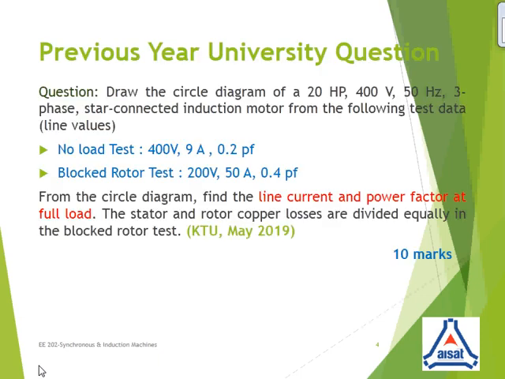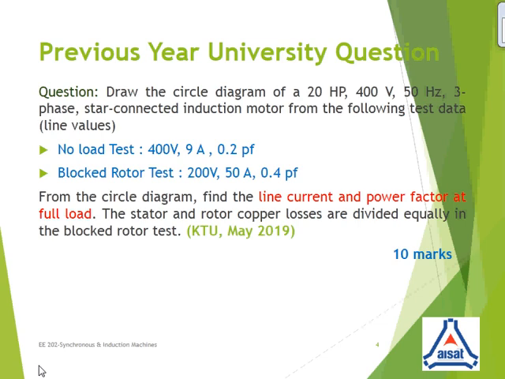For a better understanding, I have used a previous year university question asked for the May 2019 K2 examination. So straight into the question. Draw the circle diagram of a 20 HP, 400 volt, 50 Hz, 3-phase star connected induction motor from the following test data. The test data goes like this: no-load test results and blocked rotor test results.